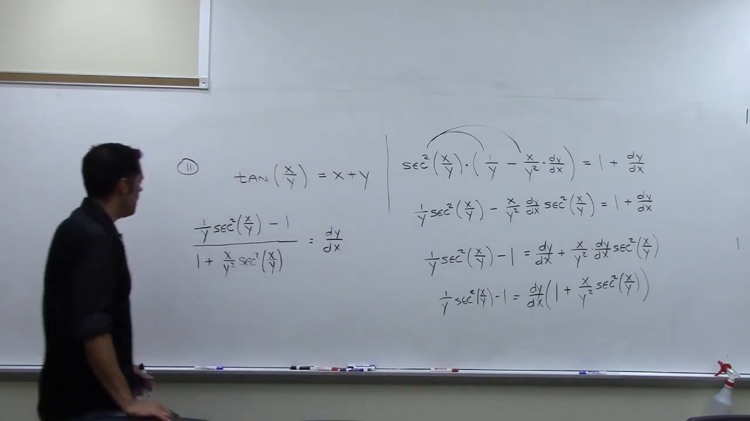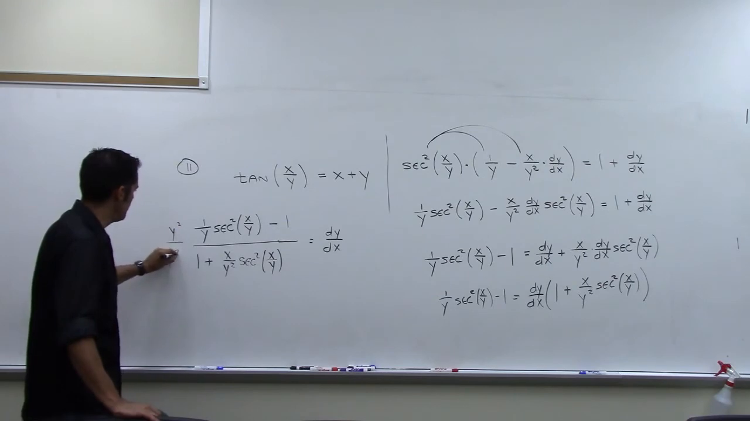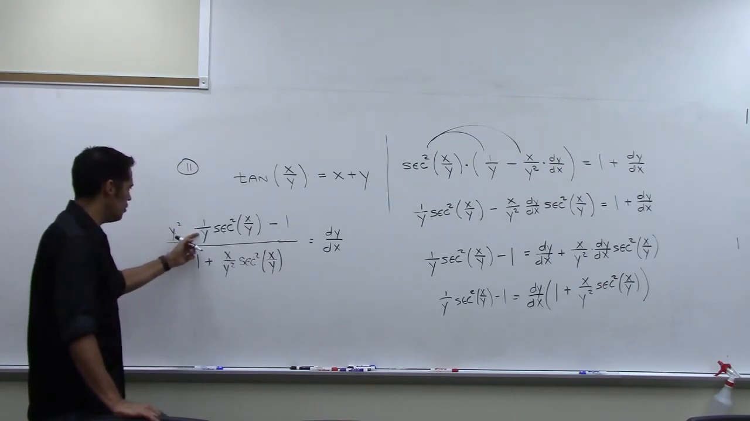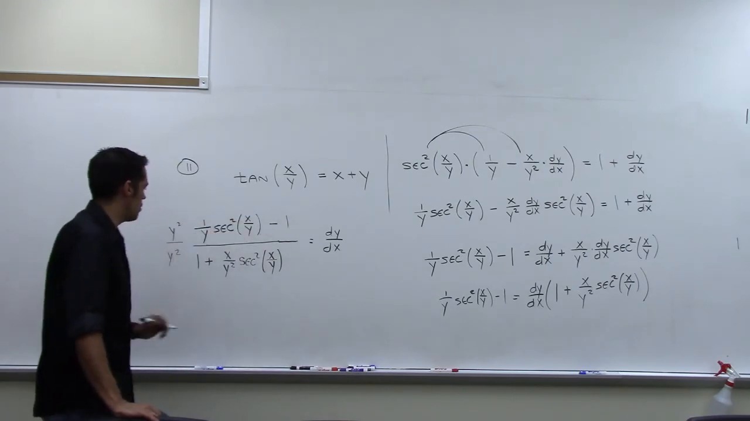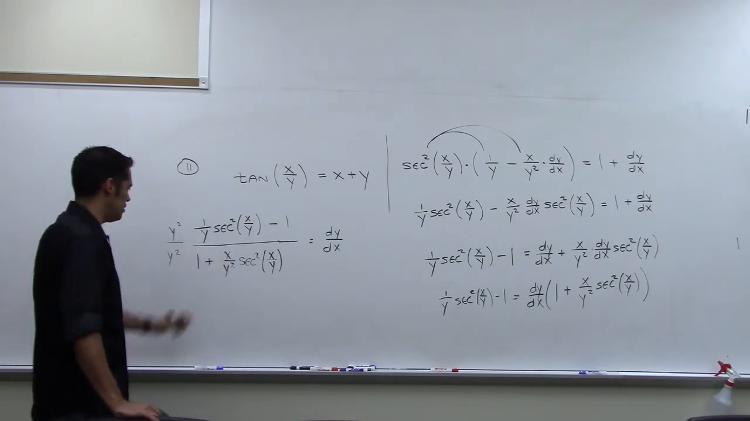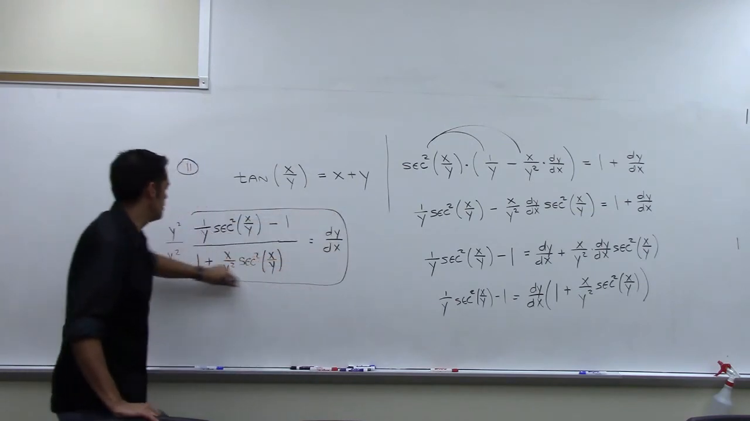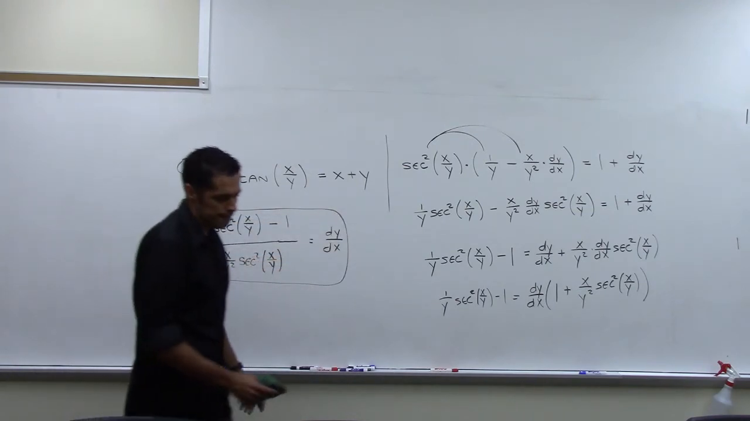And the book may try and clear fractions here. They may multiply by y squared on the top and bottom. That way this will turn into a y, and then you'll get a minus y squared there. This will turn to a y squared, and when you distribute, the y squareds cancel. So you just got the x part there. But this is correct. We have solved for dy dx.